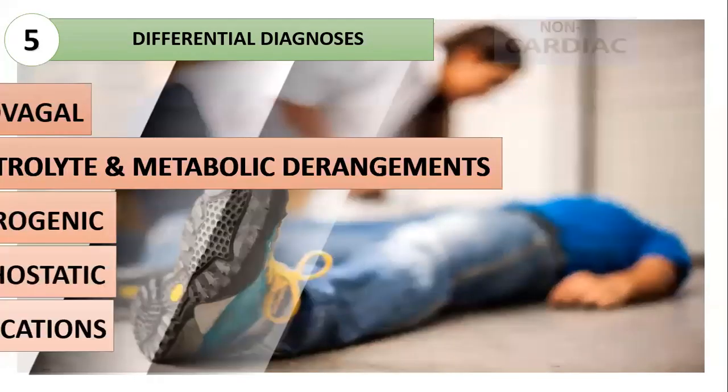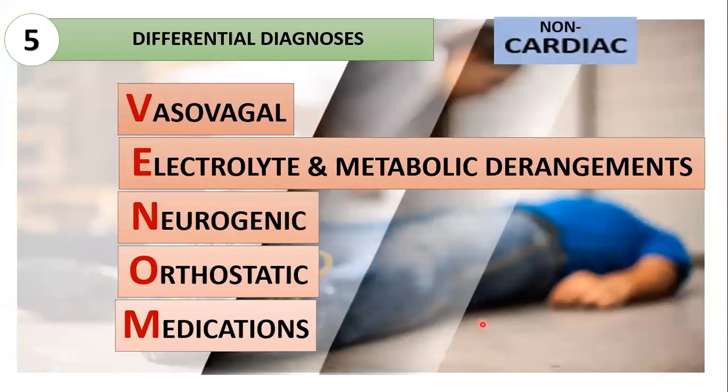Let's now proceed to the non-cardiac causes, and for you to remember it, take note of the mnemonic VENOM. V for vasovagal syncope, E for electrolyte and metabolic derangements, N for neurogenic syncope, O for orthostatic syncope, and lastly M for medications.